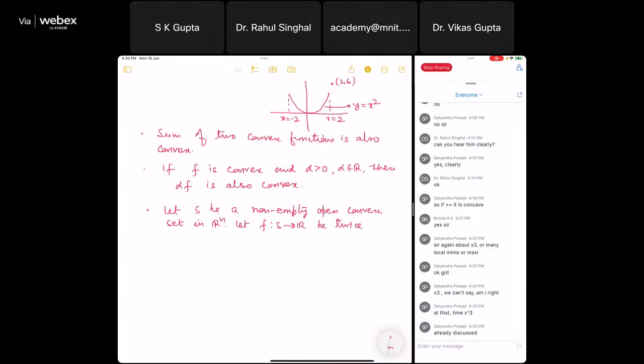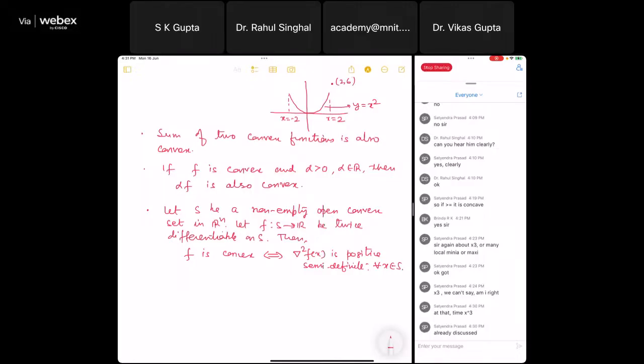So let us suppose f is twice differentiable on S. Then f is convex if and only if the Hessian matrix of f at x is positive semi-definite for all x in S.